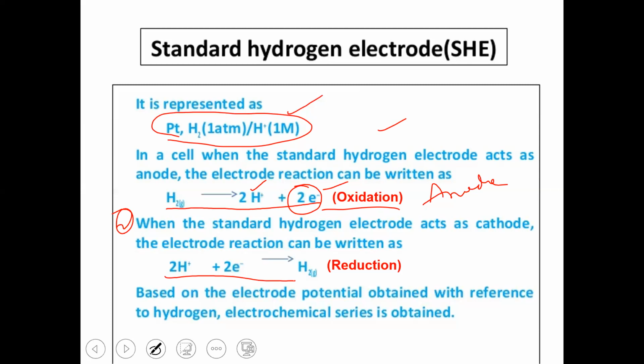So how can you write the cell reaction? Gaining of electrons means the protons will absorb 2 electrons from the solution and convert into hydrogen gas. So this is the cell reaction at a cathode, if it acts as a cathode.